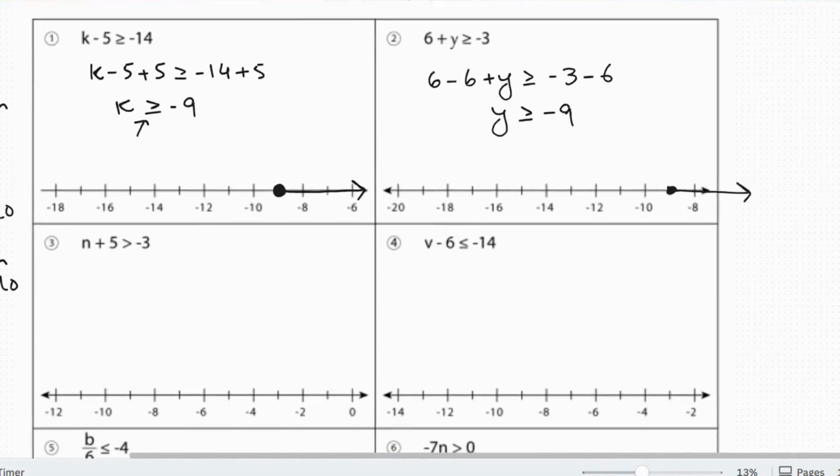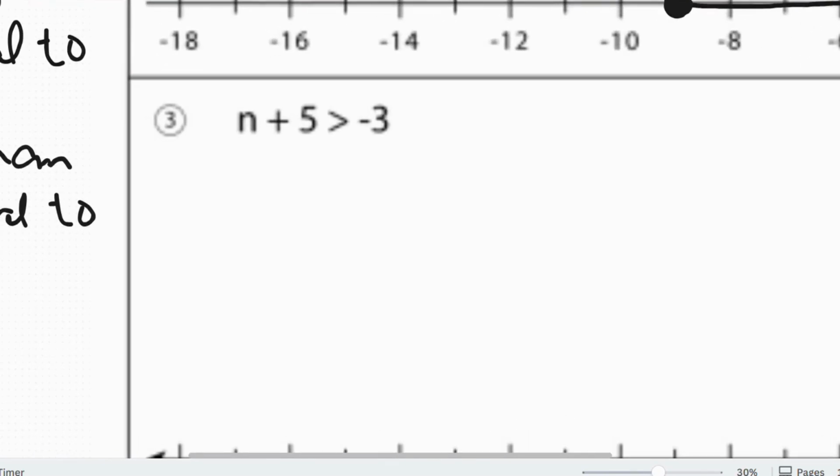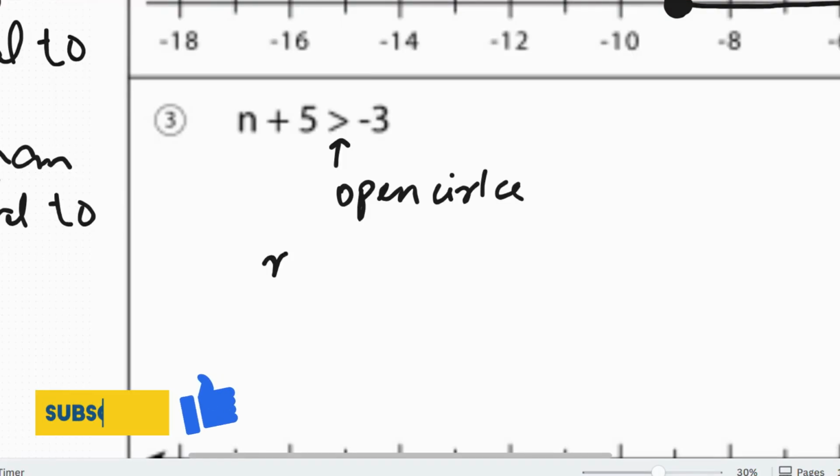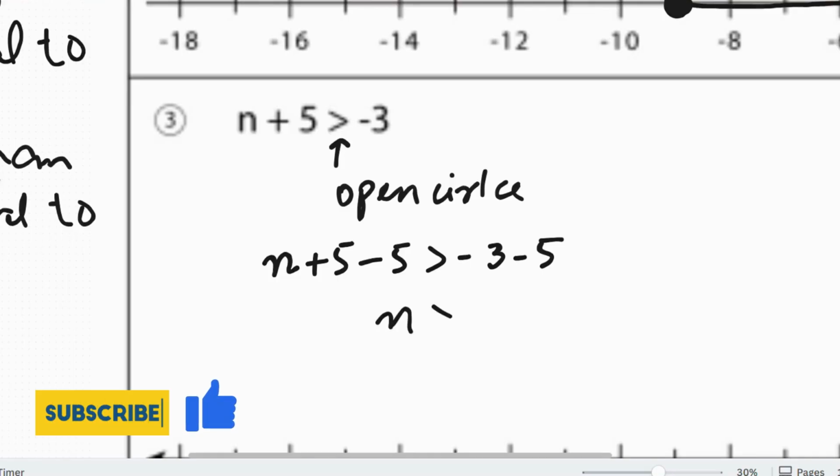Understood? Now let's move towards 3. For this one, as we can see, the inequality sign is showing greater than, right? The sign represents greater than. So for this one, we use an open circle. I will show you when graphing it, okay? For this one, I will just subtract 5 on both sides. So n is greater than minus 8, alright?